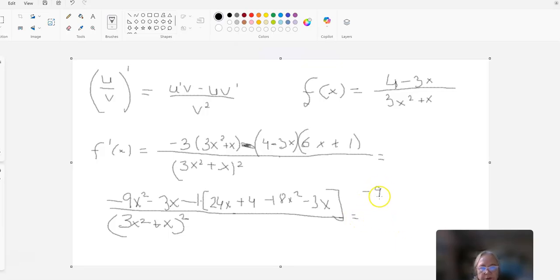Negative 9x squared minus 3x. Negative 24x. I distribute negative 1. Negative 4. Positive 18x squared. Negative 1 times negative is positive 3x. After I finish with that, I have to remember to write down my denominator.